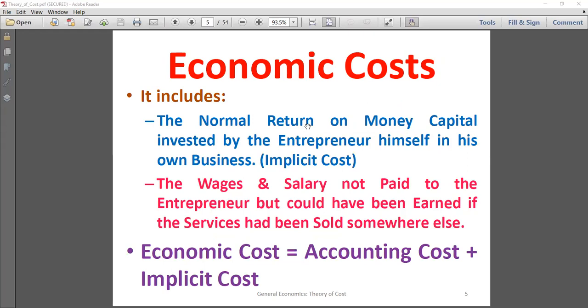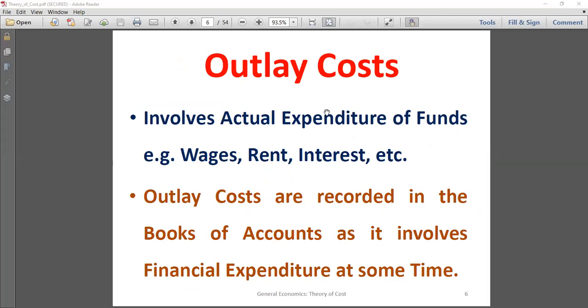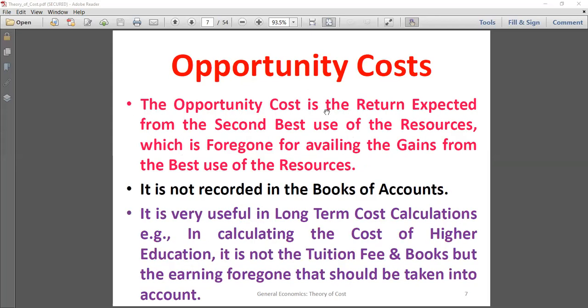So when we add implicit costs to the accounting costs, they make what we call economic costs. So the economic costs usually include a normal return on money or on capital invested by an entrepreneur himself. So we'll be dealing with the cost theory in terms of curves, in terms of the definitions, in terms of opportunity cost. Now, we've been talking about this key concept of opportunity cost, even in your assignments.